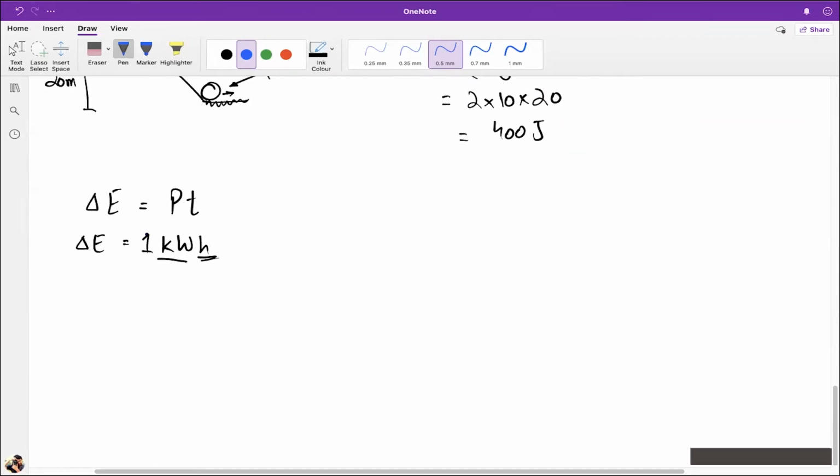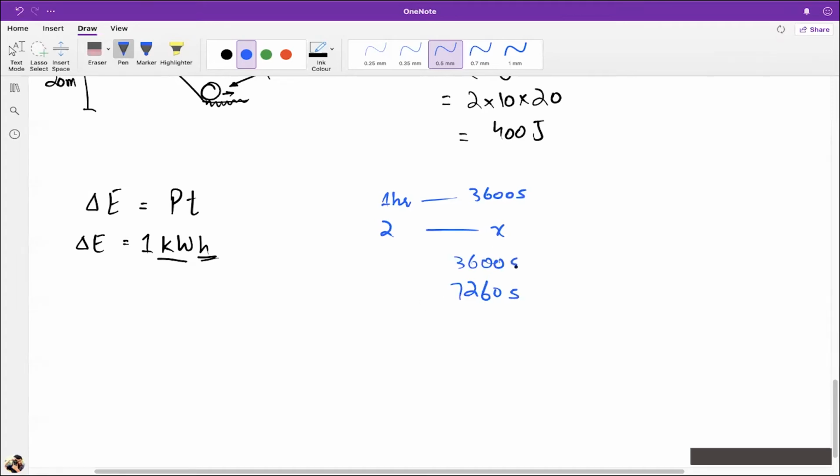Now, as I was saying, the power is in kilowatts and the time that we usually take is in hours. Now, how do you convert time in seconds to hours? You know that 1 hour is 3600 seconds. So you can use the ratio method to figure out that if you have 2 hours, how many seconds is that? Or if you have 7260 seconds, how many hours is that?